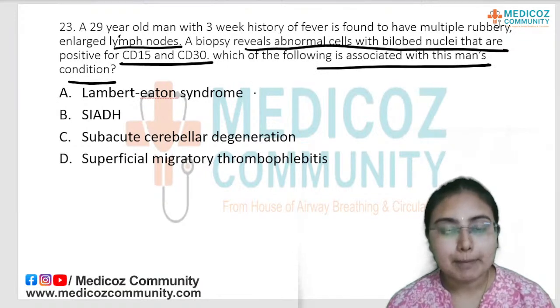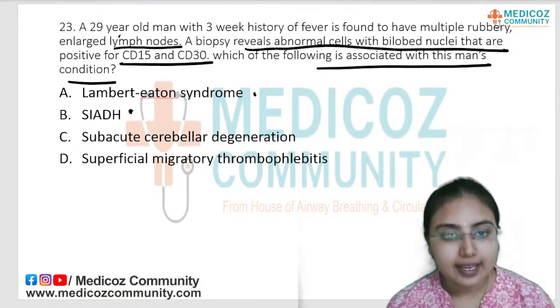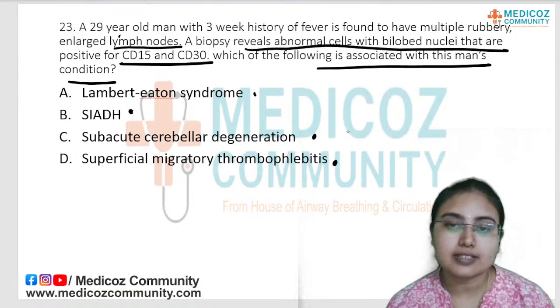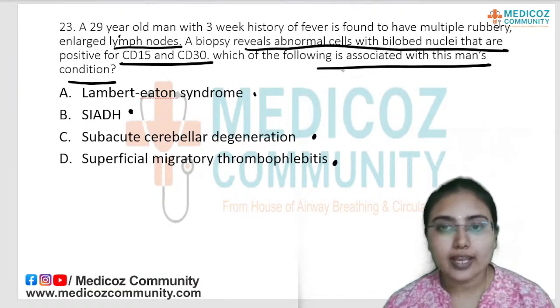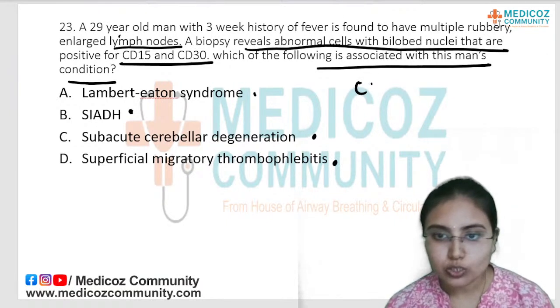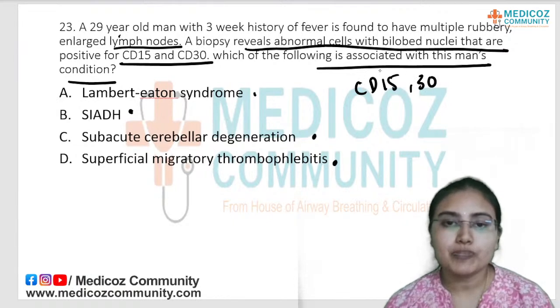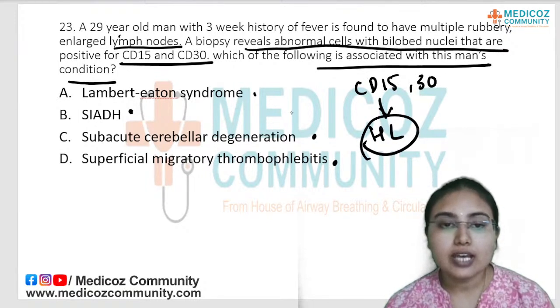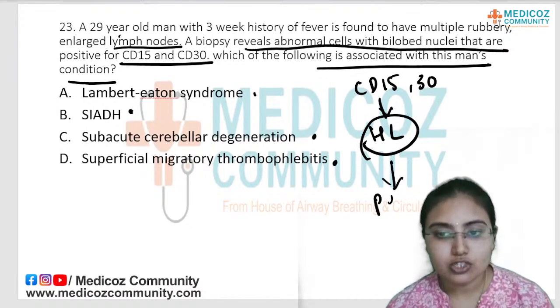Okay. Is it Lambert-Eaton syndrome? Is it SIADH? Is it subacute cerebellar degeneration? Is it superficial migratory thrombophlebitis? So first thing is you need to diagnose what this man has. The moment you hear CD15 and CD30 in your question, you have to think of only one thing, that is Hodgkin's lymphoma. So they are asking you which is the paraneoplastic manifestation of Hodgkin's lymphoma.